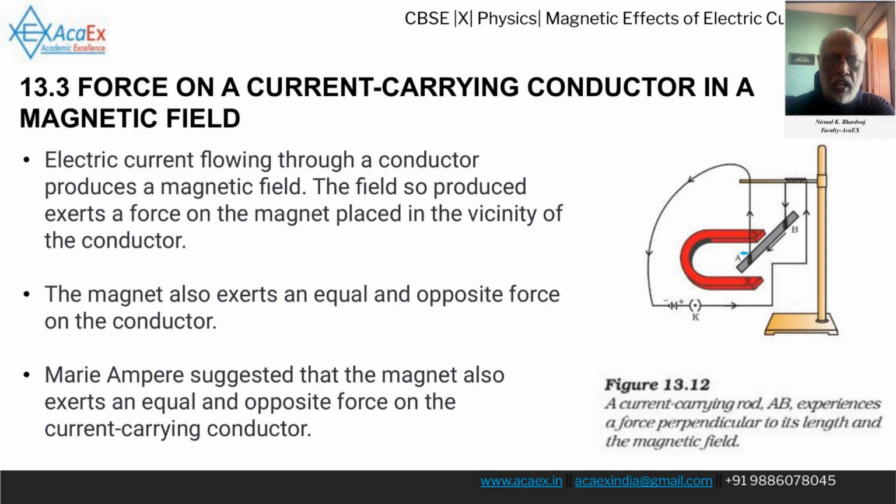Force on a current-carrying conductor in a magnetic field. Electric current flowing through a conductor produces a magnetic field. The field so produced exerts a force on the magnet placed in the vicinity of the conductor. The magnet also exerts an equal and opposite force on the conductor. Marie Ampere suggested that the magnet also exerts an equal and opposite force on the current-carrying conductor.